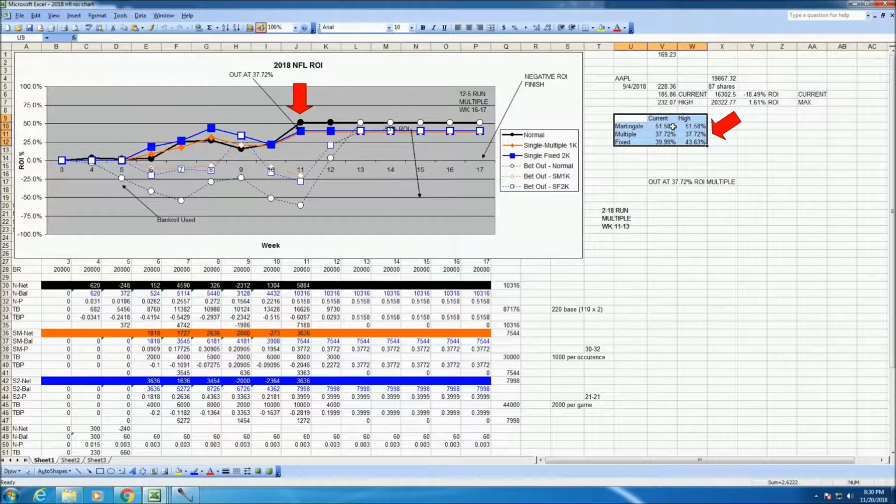Here's where I am. The martingale is at 51.58. That's the high for the year. My multiple is 37.72% ROI. That's the high for the year. And my fixed is just a tick, 39.99, under that 40%. Their high actually was 43.62 earlier in the year, but everybody's on a positive trend. Like I said, my picks still have value.